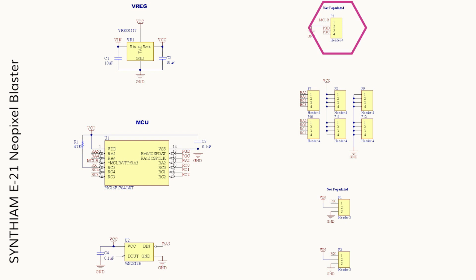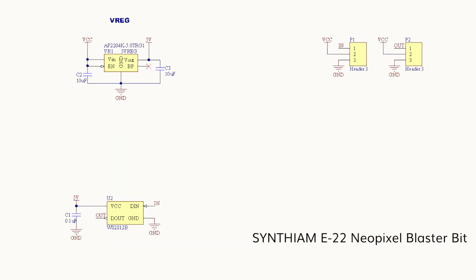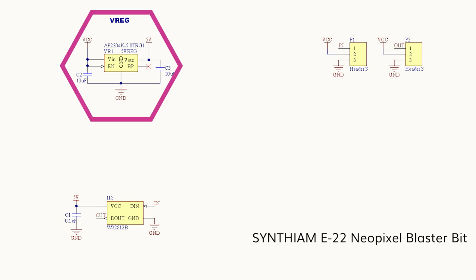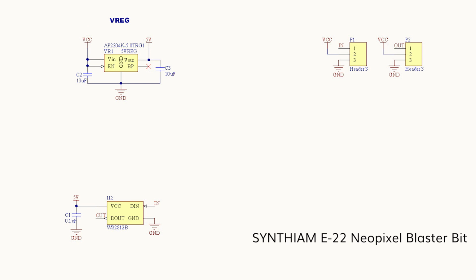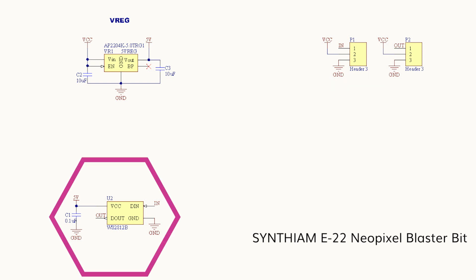And there's a few ports that aren't populated. That's a programming header. And this is just an extra breakout if you need to daisy chain off of D0. And this is the header that goes to D0 on the IoTiny at the moment. Here's the Neopixel Blaster bit schematic. We have a regulator on here, just in case this gets plugged into something else, we just want to have a regulator on there for protection. We have our headers. And lastly, we have our Neopixel LED right here.